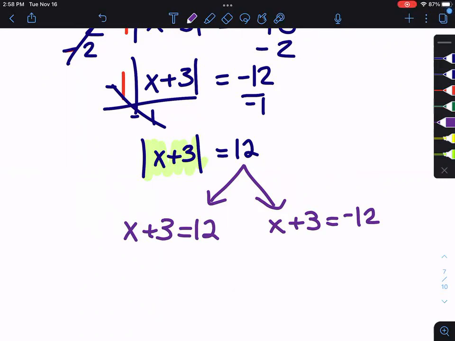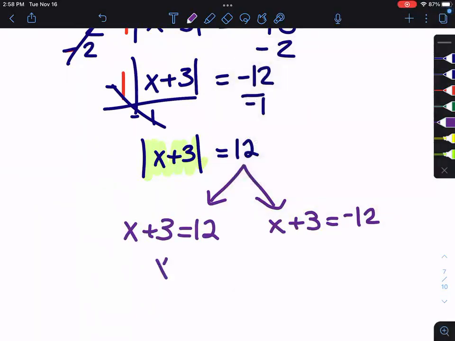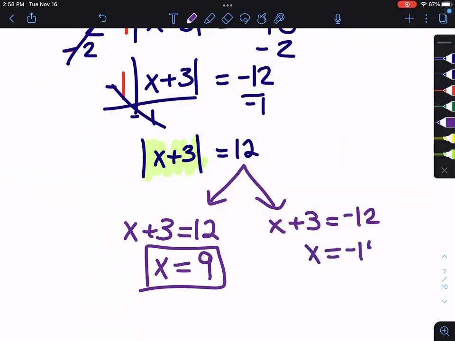And now we're going to solve both of these for x. So first one here on the left, I'm going to subtract 3 from both sides. X equals 9. I'm going to subtract 3 from the equation on the right. That's going to give us x equals negative 15. 2 answers there.